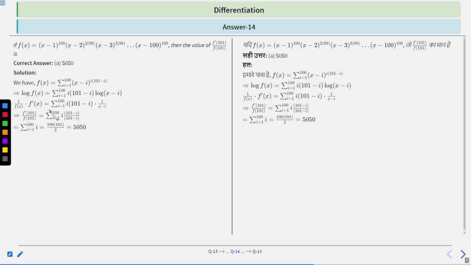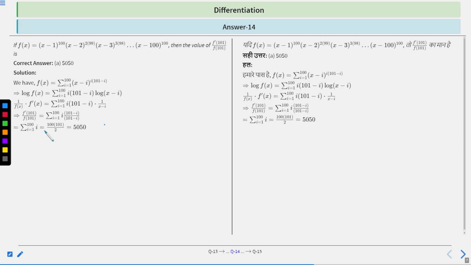So f dash x upon f(x) is equal to summation of i equal to 1 to 100 i into (101 minus i) into the differentiation of log (x minus i), which is 1 by (x minus i). Clear? Now let's put x equal to 101. So f dash 101 upon f(101) is equal to summation of i equal to 1 to 100 i into (101 minus i) upon (101 minus i). Now (101 minus i) and (101 minus i) will be cancelled out. Now it is equal to summation of i equal to 1 to 100 i.